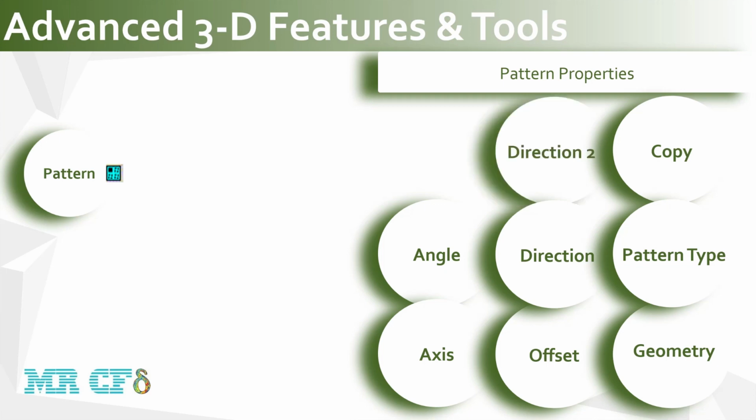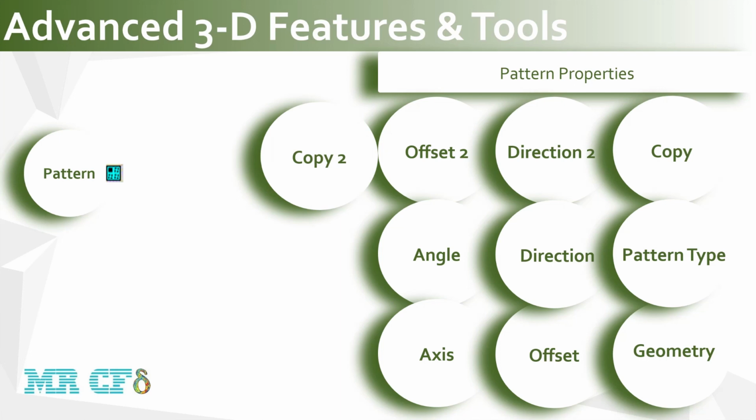Direction 2, the second of 2 directions for a rectangular pattern. Offset 2, the second of 2 offset distances for a rectangular pattern. This is the distance between each instance of the pattern in the second direction. Its value must be non-zero.